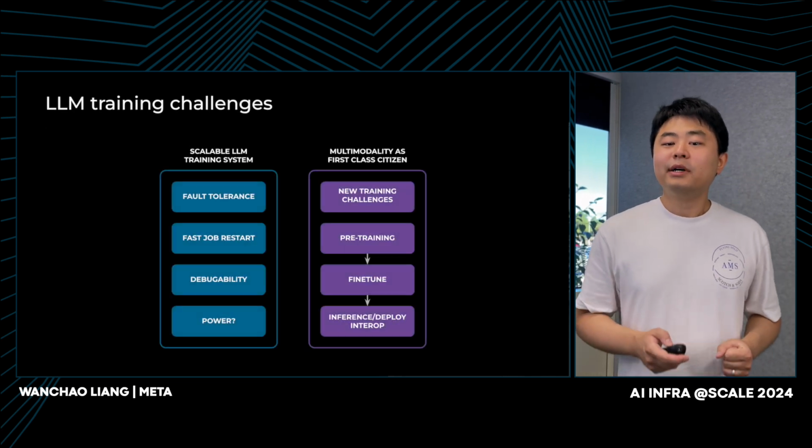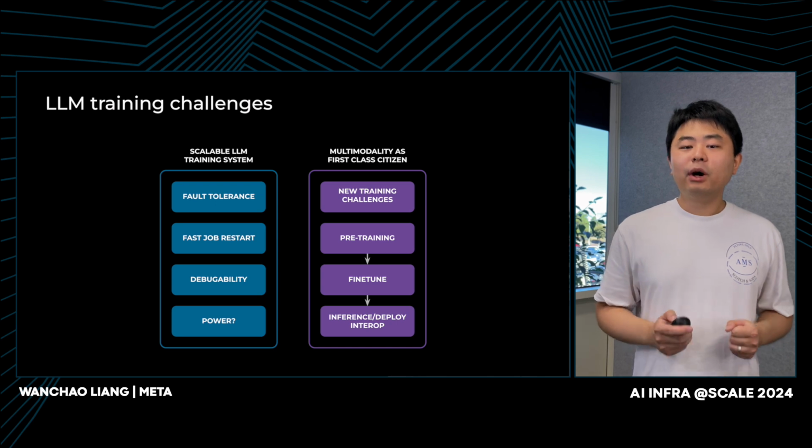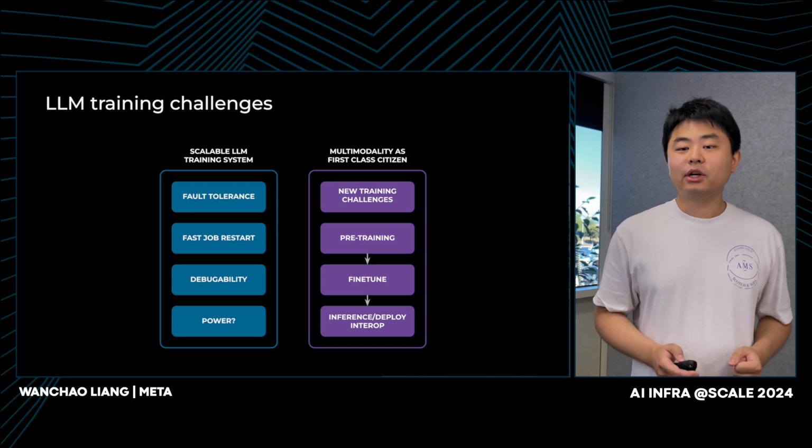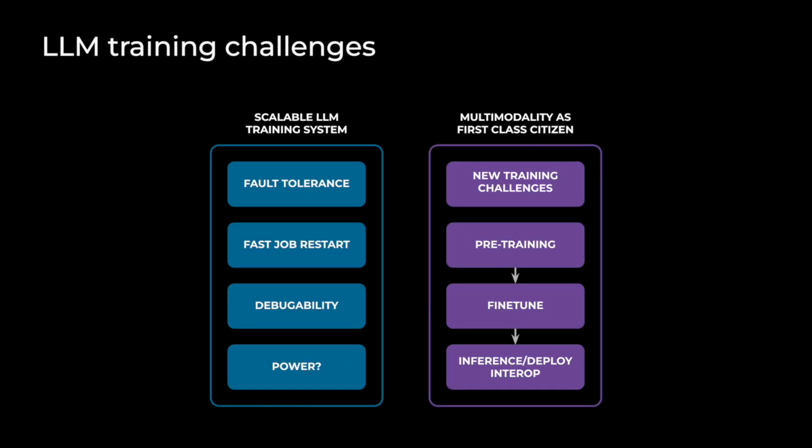Now, wrapping up large-scale training, we're expecting model size and number of GPUs to continue to grow. There are so many exciting challenges ahead of us that we're working on right now. To name a few: fault tolerance and fast restart. This becomes critical as node failures become very common at large scale.